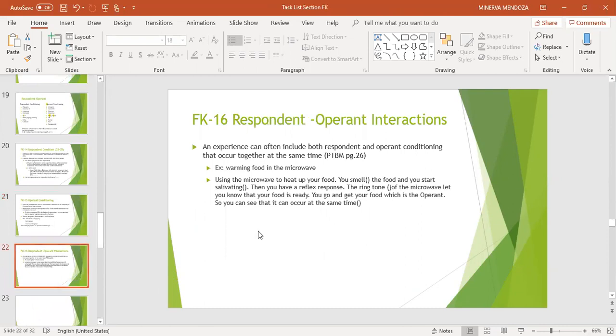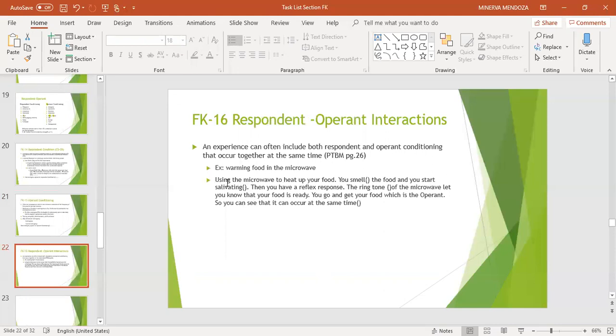And the last slide that I have is the FK16. That's the respondent-operant interactions. An experience can often include both respondent and operant conditioning that occur together at the same time.